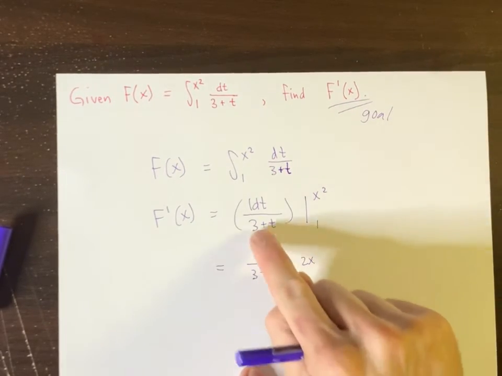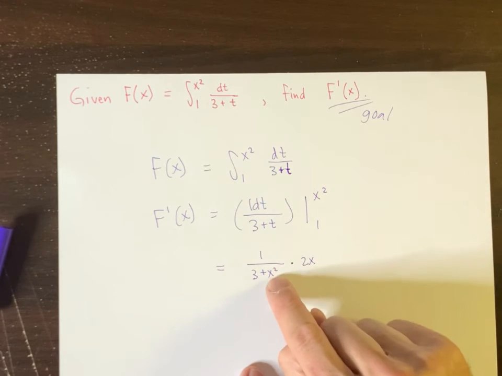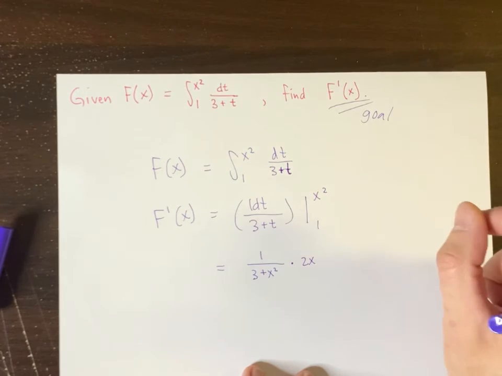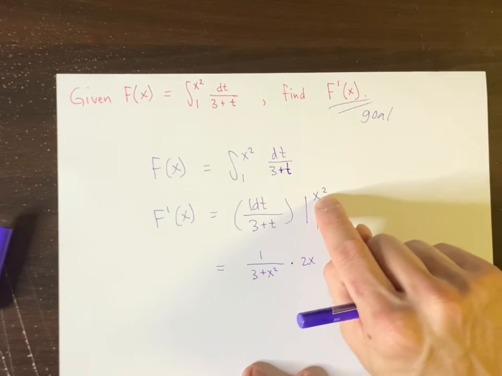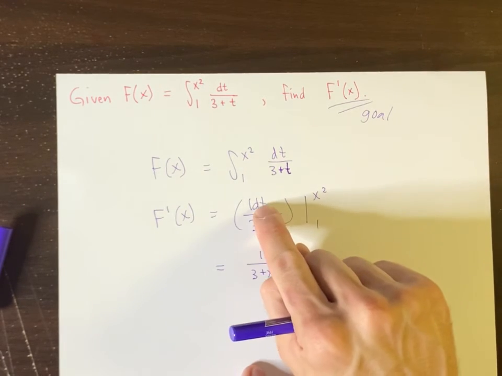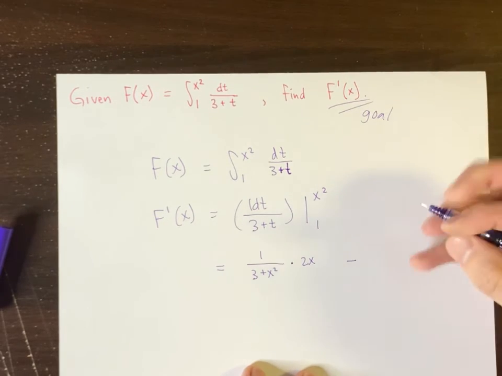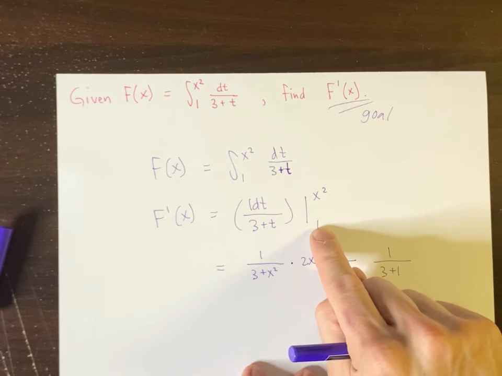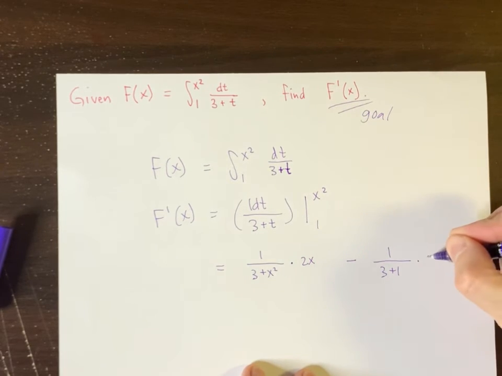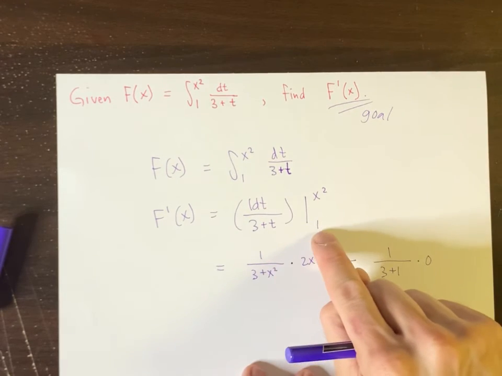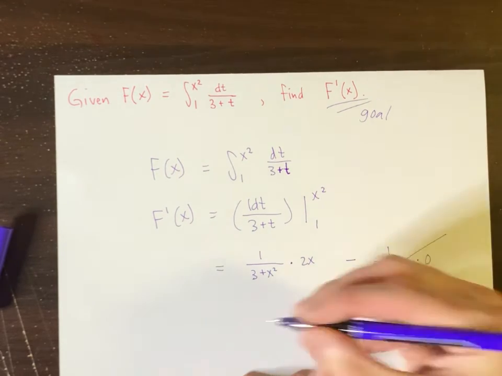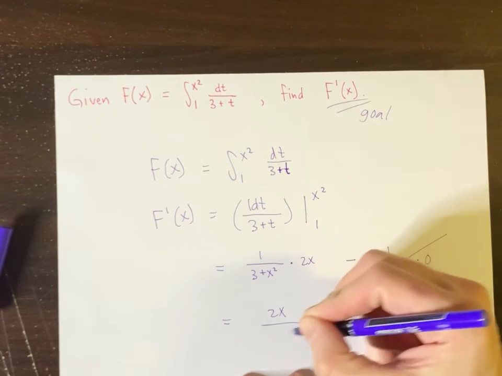And the bottom is just, you can see the bottom. t becomes x squared. But that dt is the derivative of the object that you plugged in, the input. The derivative of x squared is 2x, and that covers your dt. And then minus, and do it again, 1 over 3 plus 1, because now I'm plugging in 1, times 0, because dt is the derivative of your input, which is just 0. And so, of course, this is just gone. And so final answer, this here.